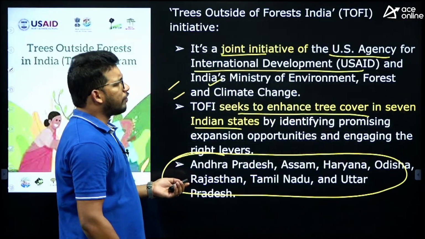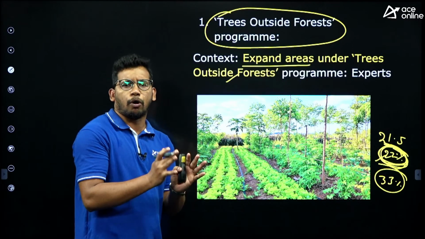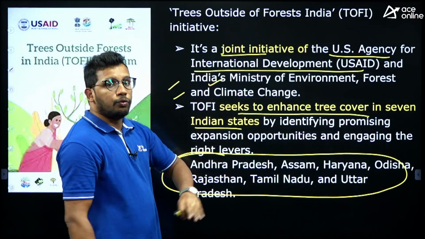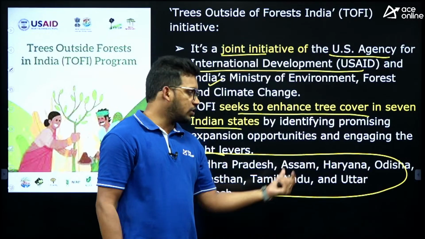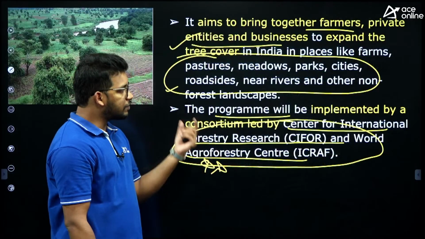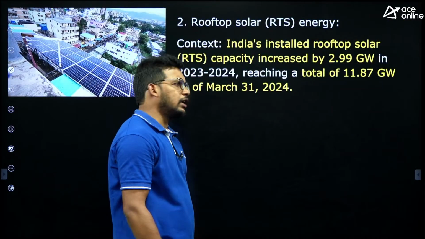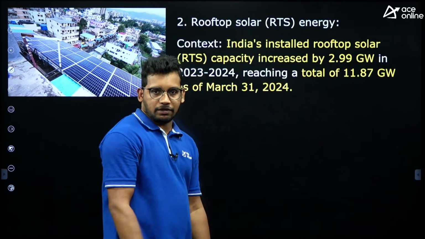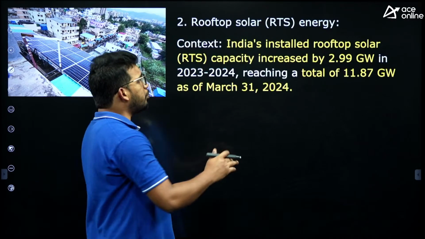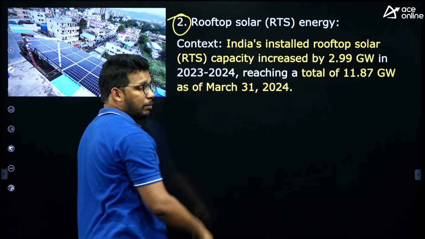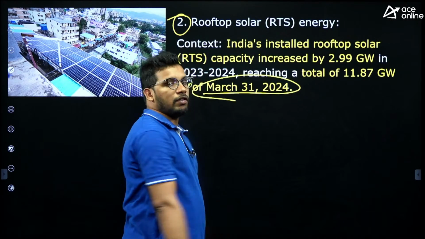Any doubts in this? A very simple article. You just need to know about the objective, why they have brought this initiative, and which organizations or which countries collaborated with it, what the aim is, and which states are involved in it. So all these facts you need to remember as well, right? So this is about the first article, very short and very sweet, because it is an environment-related one. Next, a very important piece of data we had from the recent data, see, March 31, 2024.